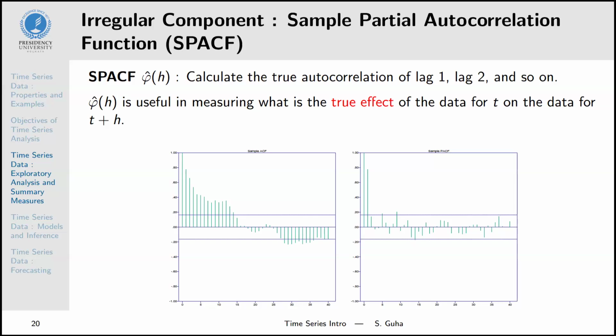Sir, what is this graph called? This particular picture, what is this? This is called a correlogram. The left hand side is called a correlogram, and the right hand side doesn't have any name. You can call it a partial correlogram, but it is not a standard terminology.